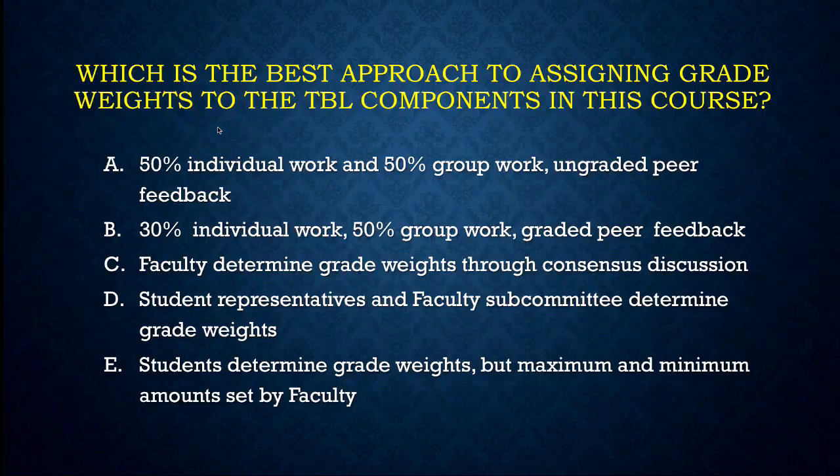Because with E, we said you have to have individual work, you have to have group work, and they each have to count. And they have to count between this and this, and between this and this, and you have to have peer evaluation, and it has to count between this and this. But within these parameters, you get to choose. That way, we had individual work, group work, and peer evaluation, but we let the students choose. So the faculty got to choose that we had everything involved. We got to choose the parameters, the minimum and maximum, but we let the students pick the details.